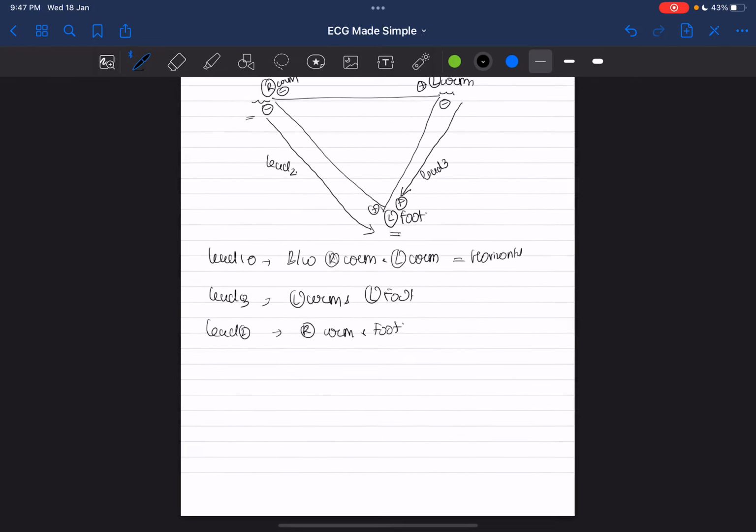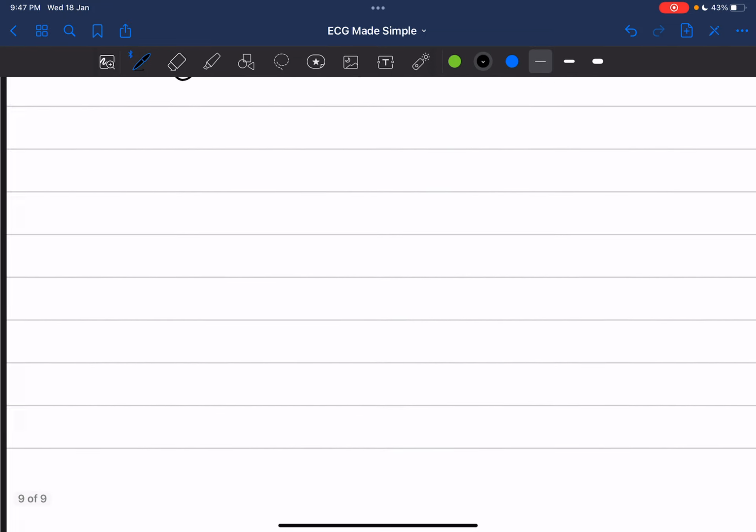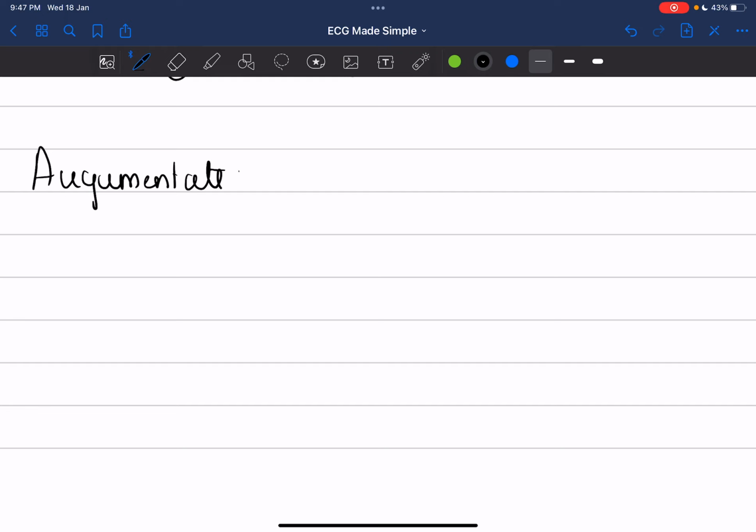Okay, now we are going into the unipolar leads. Before going into the unipolar leads, you have to know what augmentation is. I already told you about leads AVF, AVL and AVR. They are all augmented unipolar limb leads. Augmentation literally means increasing the amplitude. That is what augmentation is.